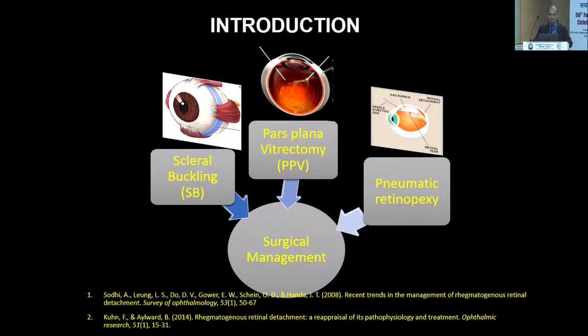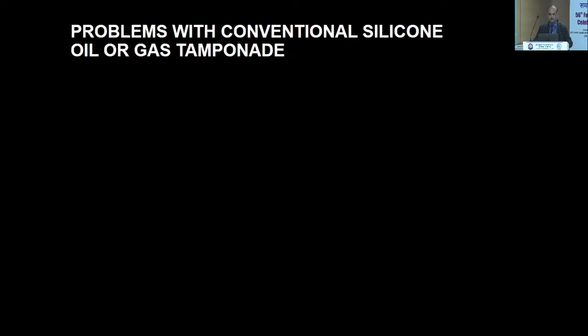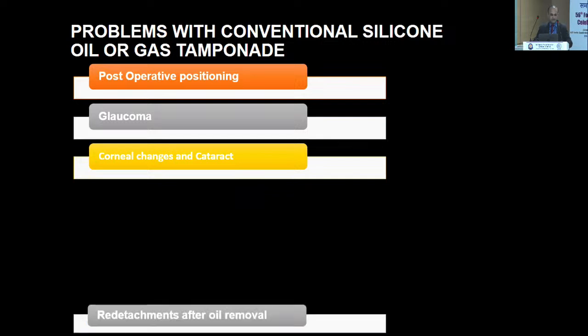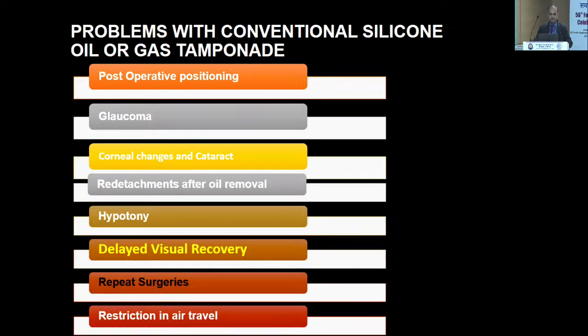Now, with improving instrumentation and with changing times, vitrectomies are becoming more and more common for taking care of a lot of these RDs. However, what we also know is that there are problems with the conventional tamponades that we use in RD cases. You need to give all your patients post-operative positioning. There is always a chance of glaucoma, corneal changes, and cataract. Apart from that, there is a risk of hypotony once you remove the oil. There is a delayed visual recovery till the time you remove the oil or till the time the gas bubble dissipates, and a restriction in air travel whenever we inject gas in most of our patients.